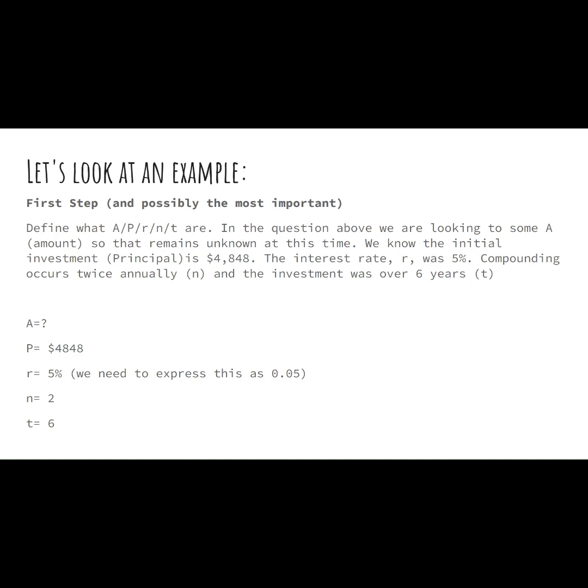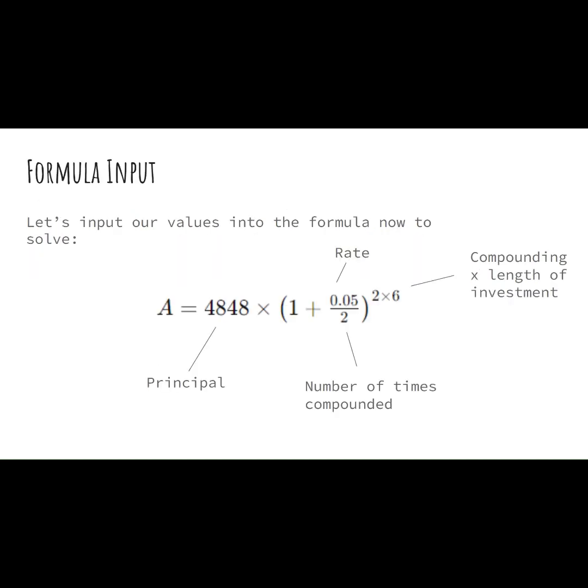Okay, so if you have a look at a breakdown, A, you don't know yet. You know the principal, you know the rate, you know it's compounding twice annually, and you know it's over a 6-year period. So if we actually look at the formula input, this is what we get. A equals 4848 times brackets 1 plus 0.05 over 2, closing brackets 2 times 6.